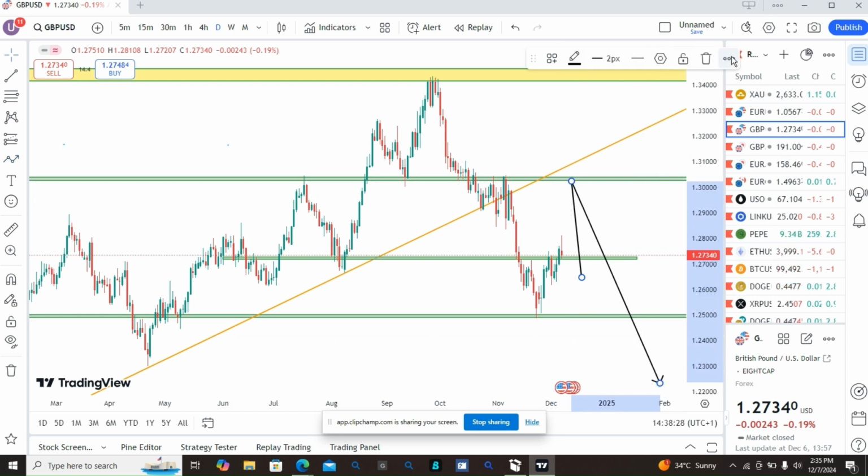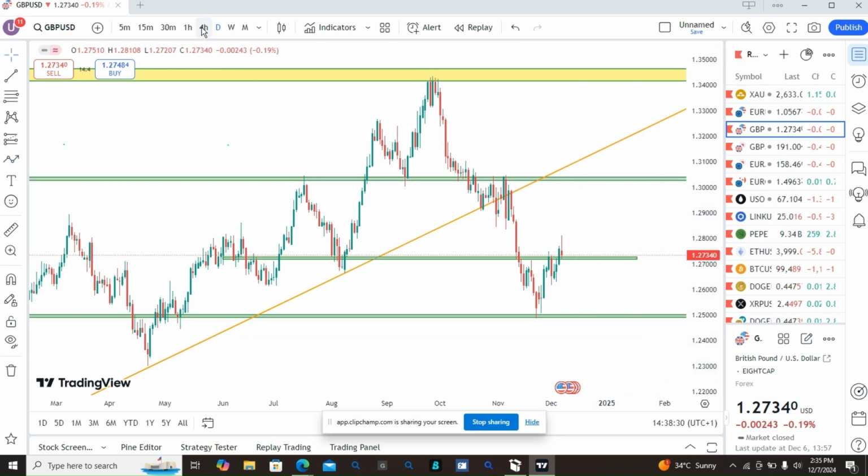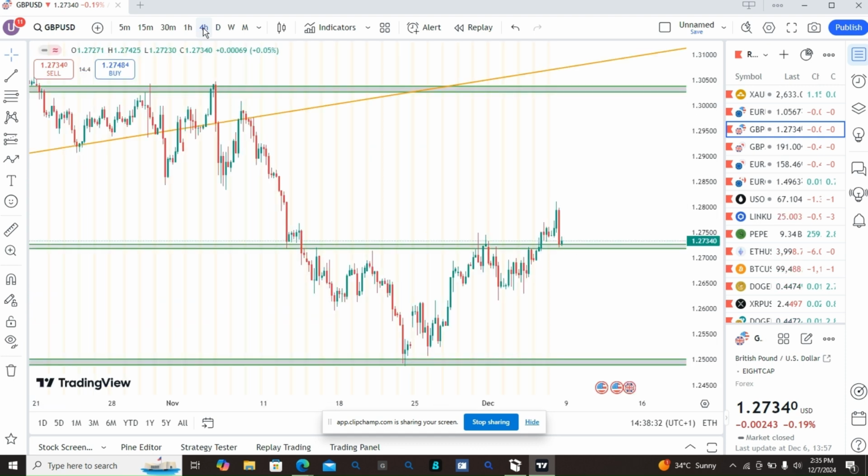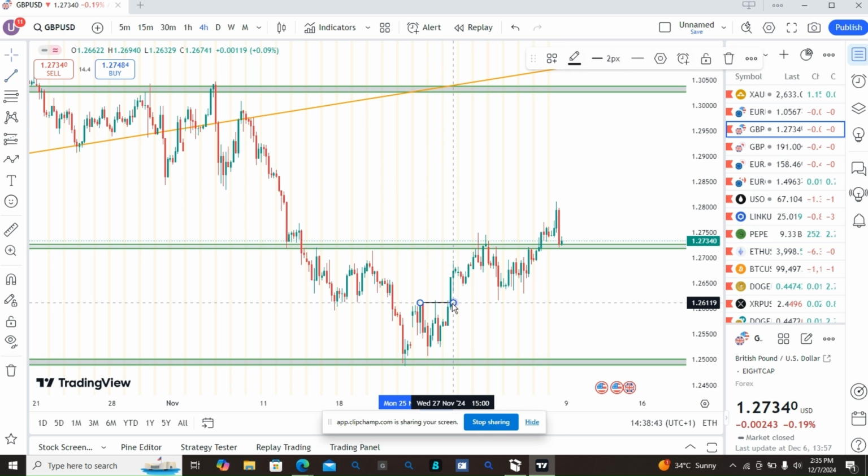Okay, so let's go to 4-hour time frame and see how we can take advantage of this short bullish trend. So in a 4-hour time frame, we can notice also that we are in a bullish trend. How do I know? Because price changed character here after closing above here. Price changed character here.